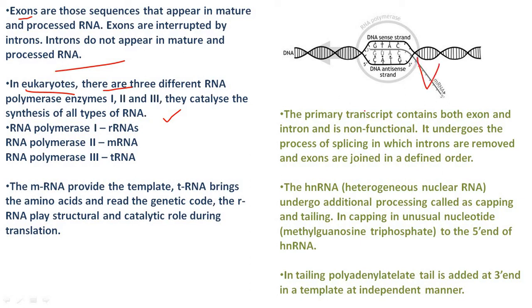So the primary transcript contains both exon and the intron. The exon part codes for a protein, and the intron does not code for a protein, or is non-functional. It undergoes the process of splicing in which the introns are removed and exons are joined in a defined order. The hnRNA, the heterogeneous nuclear RNA, undergoes additional processing known as capping and tailing. In capping, an unusual nucleotide, methyl guanosine triphosphate, is added to the 5' end of the hnRNA. In tailing, a polyadenylate tail is added at the 3' end in a template-independent manner.